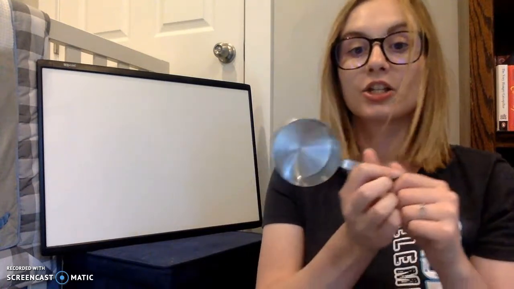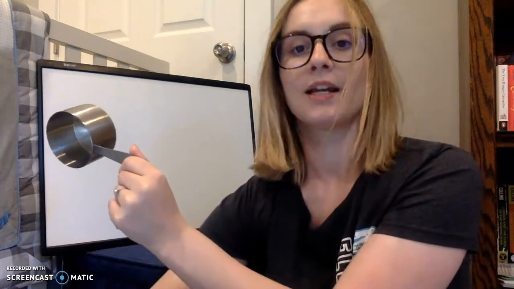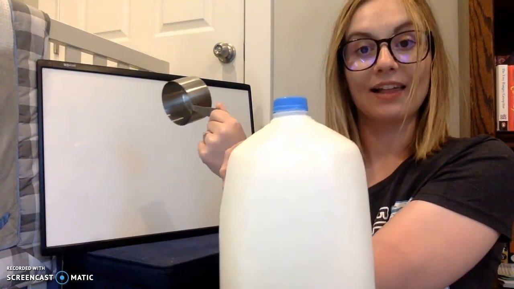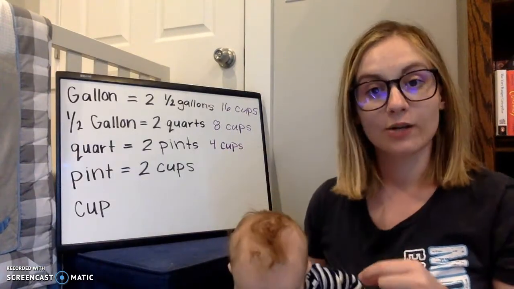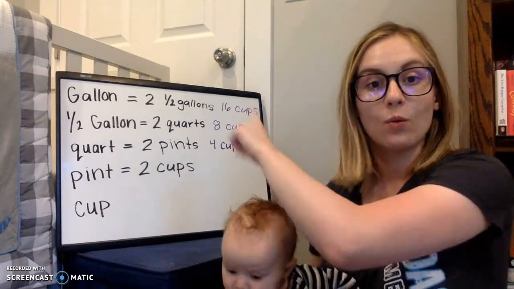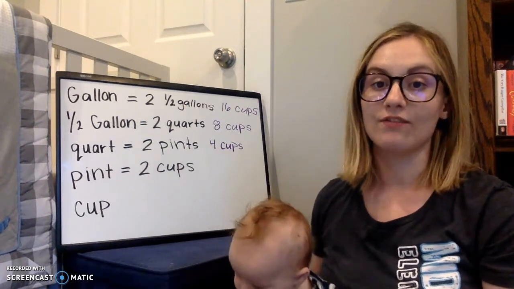Yeah. And the smallest is a cup. 16 cups equal 1 gallon. So you would need to fill up 16 of these to equal 1 gallon of milk. Crazy, huh? Okay, let's talk about a few other ones that we don't really have measurements for, and then we'll move on. Okay, so you might want to pause your video right here and write down what's on the whiteboard, because this stuff is kind of hard to remember, but it's really great information.